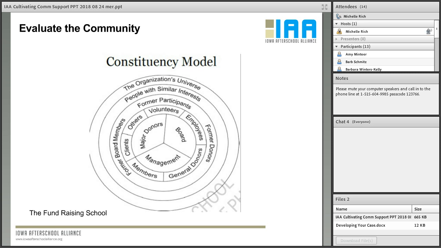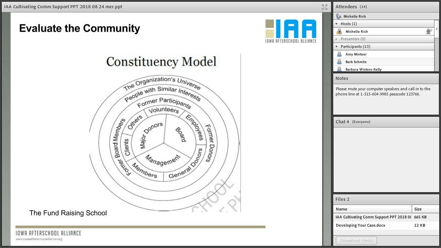Yeah, I think that's the key from this model, is that your inner circles are more likely to be your low-hanging fruit, so to speak. They're the people that already love you and your organization and the work that you're doing. They're familiar with you, so there's less education that has to happen.